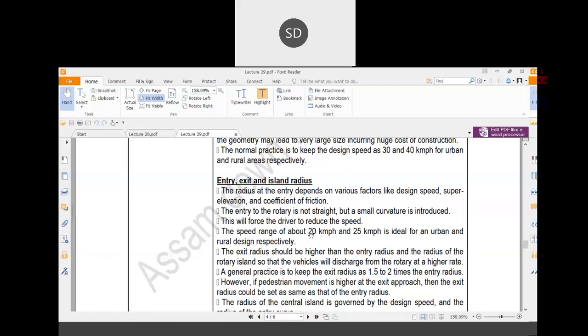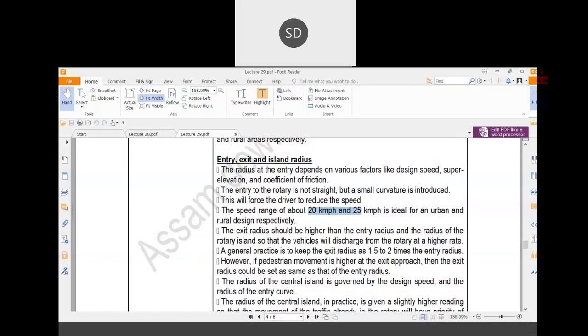Now, a speed range of about 20 to 25 kilometers per hour is ideal for urban and rural design respectively. These values are given in the IRC manual. So from that manual, it has been found that a speed range of about 20 to 25 kilometers per hour is ideal for that entry portion.